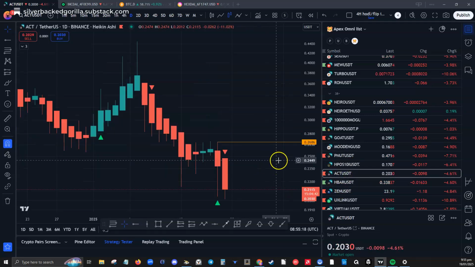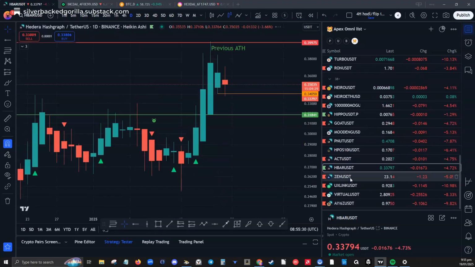ACT. Now that's a current short. We are short that, and the stop loss level is 26 cents, 26.86 cents. H bar. We're trying to get through. Oh, where is it at the bottom? Yeah, we're 5 more to go.